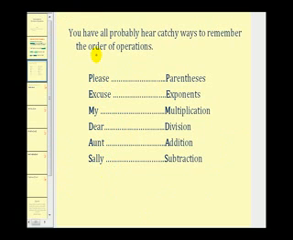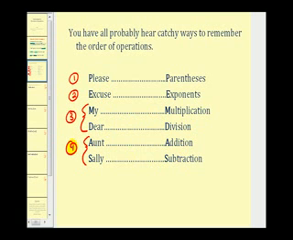Again, step 1, parentheses. Step 2, exponents. Step 3, multiplication and division have the same priority, so this would be step 3. And then step 4, addition and subtraction, also have the same priority. So there's really only 4 steps to the order of operations. So if you do use this acronym, just remember there are only 4 steps. Let's take a look at some examples.